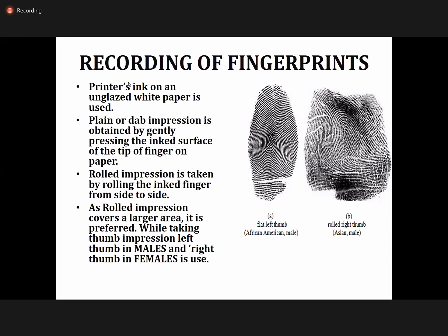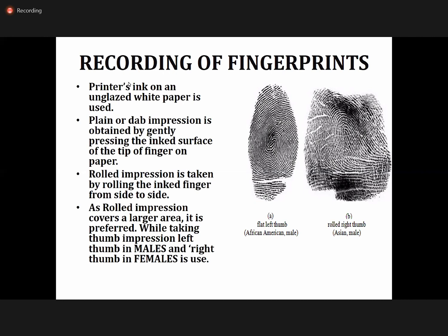Rolled impression is taking the ink paper, ink the finger on the ink pad, and you have to take it between the two nail boundaries of a finger. You place it on the paper and slightly roll it from side to side, just roll it, to get a rolled impression. The advantage is that a greater surface of your finger is covered in a rolled impression. The rolled impression covers the large area, it is spread, while the thumb impression is only the thumb.